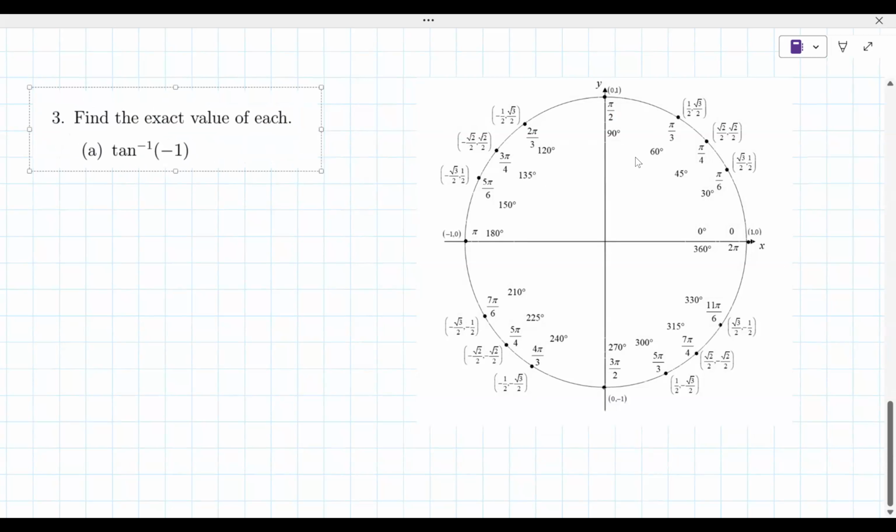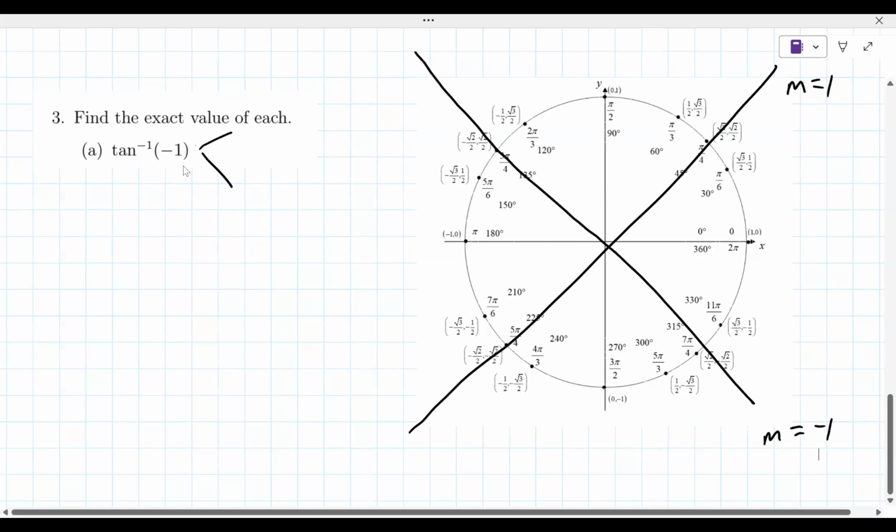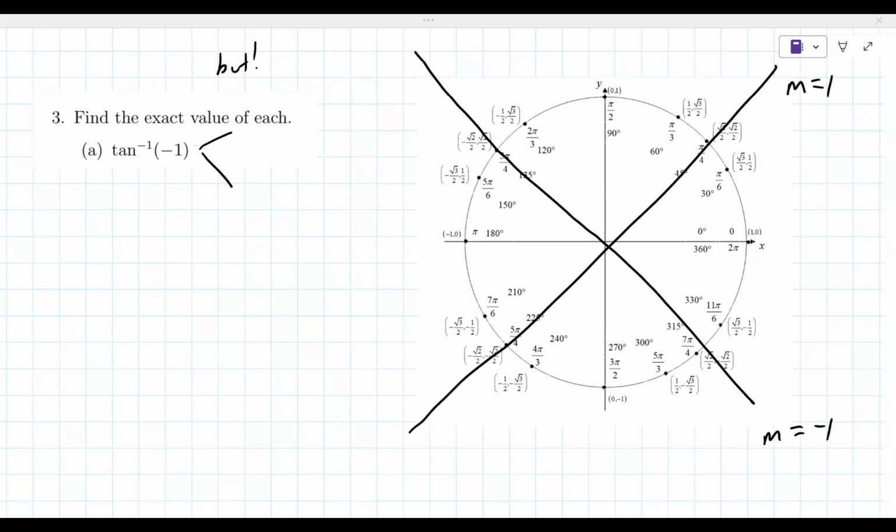We could certainly talk about that, but one of the things that you'll notice about tangent is that tangent covers this line and this line, and this one has a slope of 1. This one has a slope of -1. So tangent is -1 at one of these angles. Okay. But, and there's a huge but here, and that's where I'm going to go back to that reference sheet quite a bit.